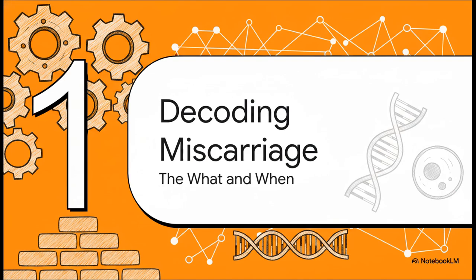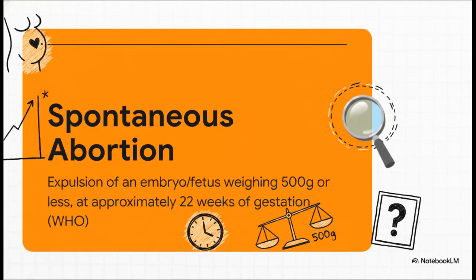Ready? First things first. We need to be on the same page about what we're actually talking about. A precise definition is everything in medicine. So, according to the WHO, a spontaneous abortion is the loss of a pregnancy when the fetus weighs 500 grams or less. Now, that weight roughly corresponds to about 22 weeks of gestation. You need to remember this cutoff: 500 grams or 22 weeks. It's a classic exam question.